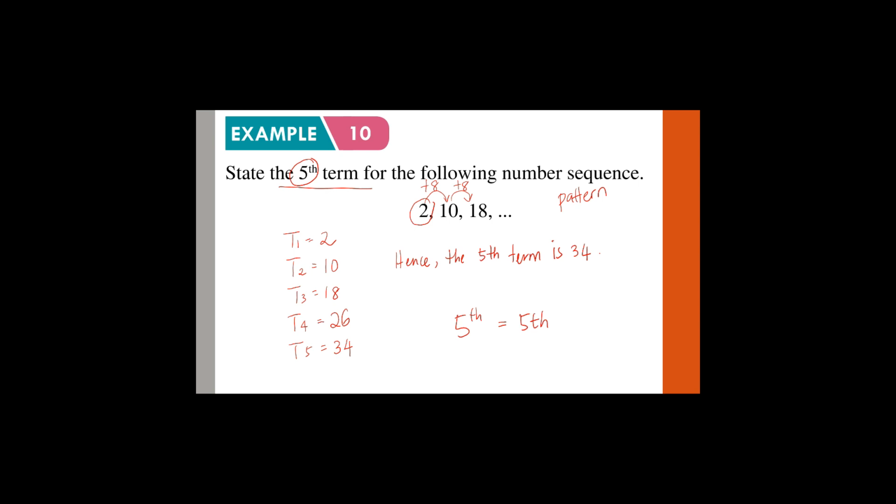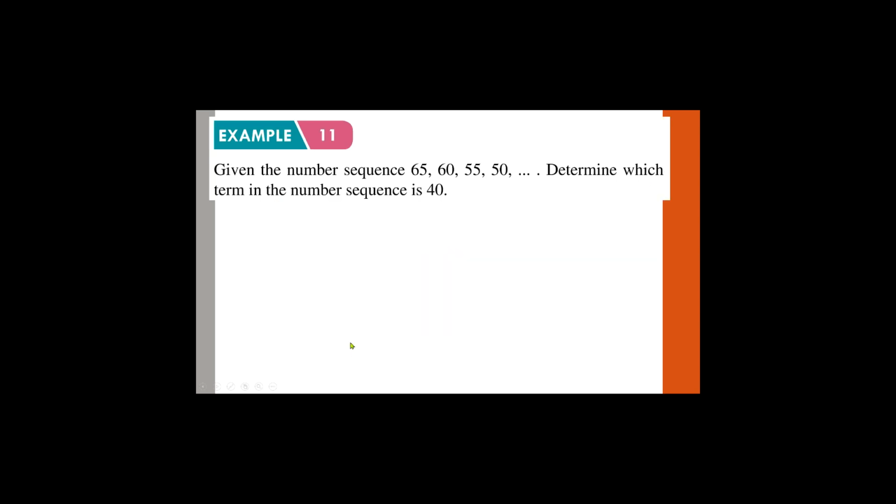In the next one, you are going to determine which term a given number is. For example, it goes the other way around. They ask you fifth term is what? Now they will give you a number. This number is which term? So you look at the next example here. Given the number sequence 65, 60, 55, 50 and dot dot dot here, determine which term in the number sequence is 40. You see? So you have to find out which term is 40.